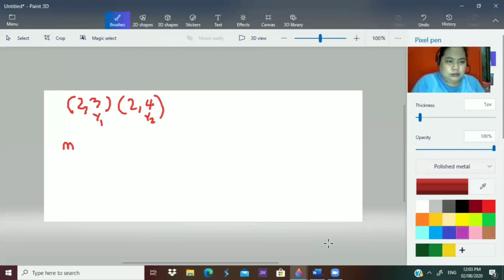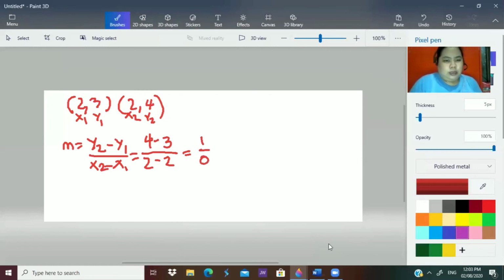So, ulit-ulitin kong isulat ang formula hanggang sa matandaan ng mga bata. Siyempre, mga bata, matatandaan nyo to kung nagsosolve din po kayo. So, you have 4 minus 3. Dito, x sub 2, x sub 1. So, you have 2 minus 2. So, you have 1 over 0. Okay. So, 1 over 0, this is undefined.